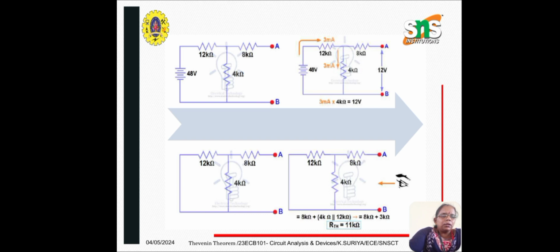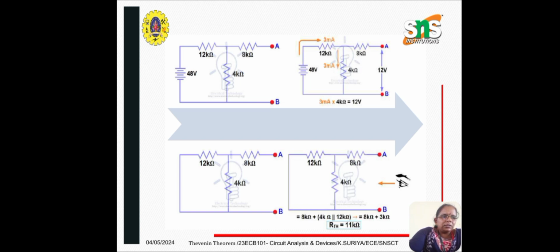And then you have to calculate the voltage across AB, which is your Thevenin voltage. So voltage across AB is nothing but voltage across 4 kilo ohms. So you can find it using voltage division rule. That is 48 volts into corresponding resistance 4K divided by sum of the resistance 12 plus 4. So you will be getting it as 12 volts, or else you can find out the current through the first loop, and then you can write it as V is equal to I into R.